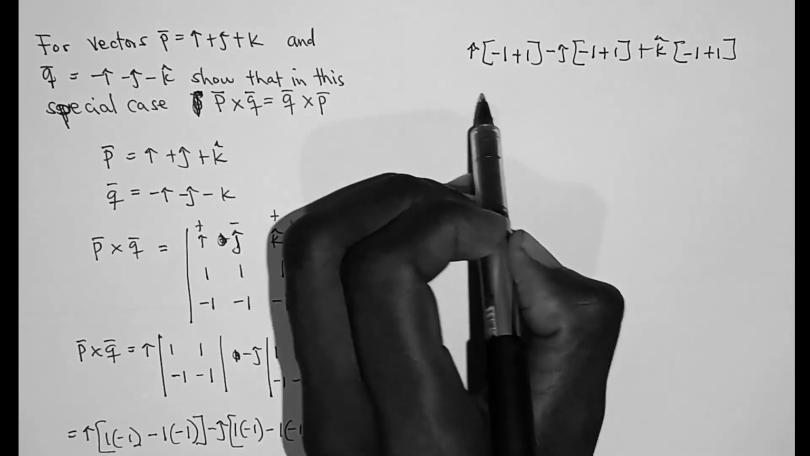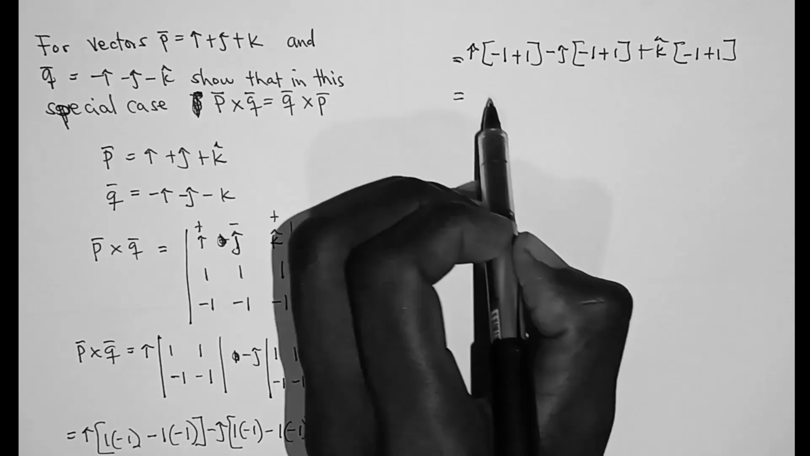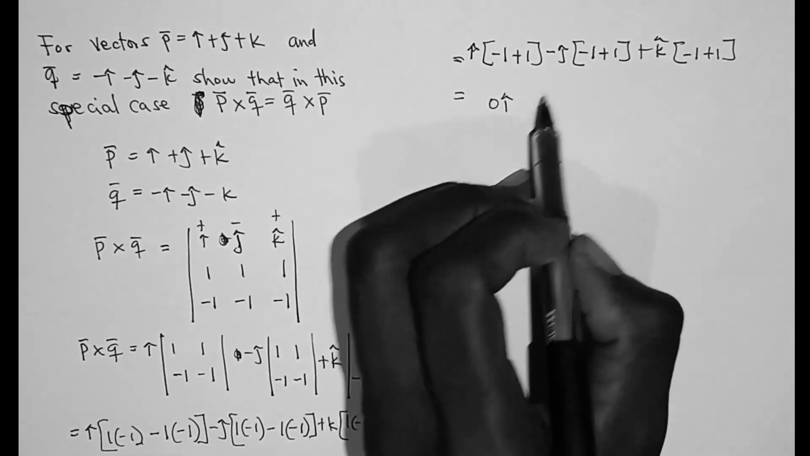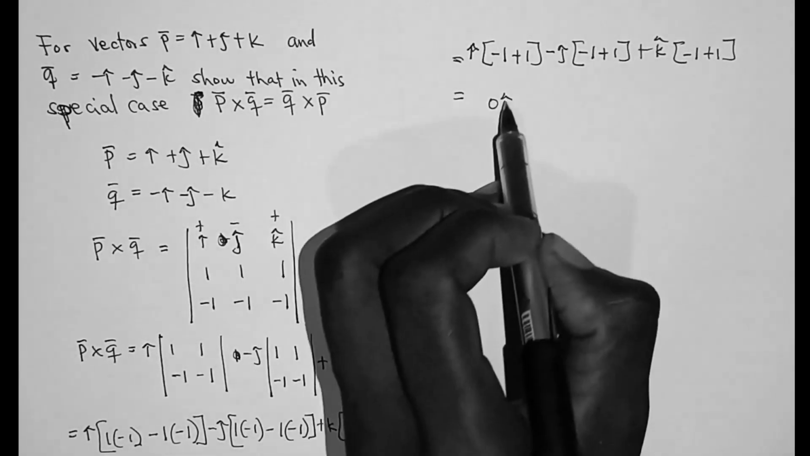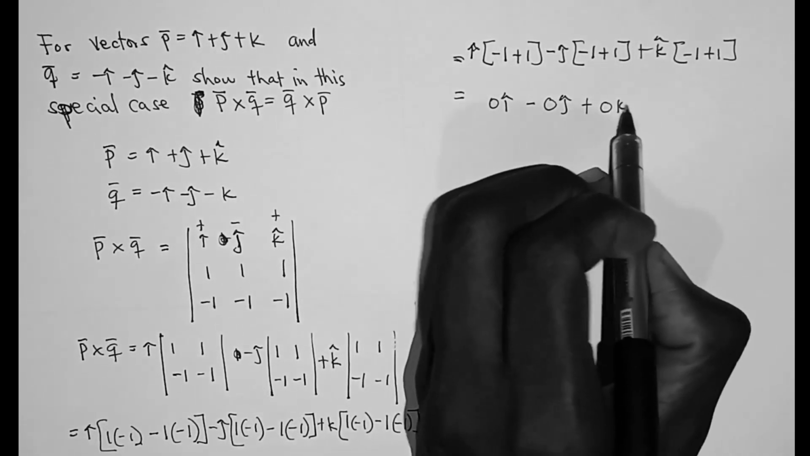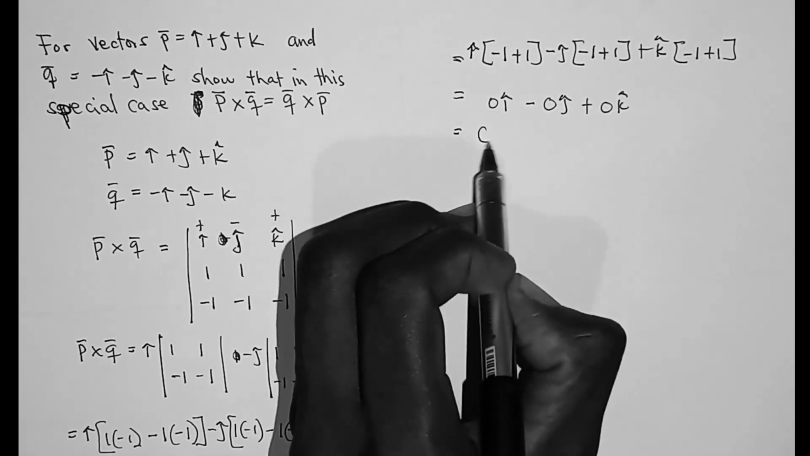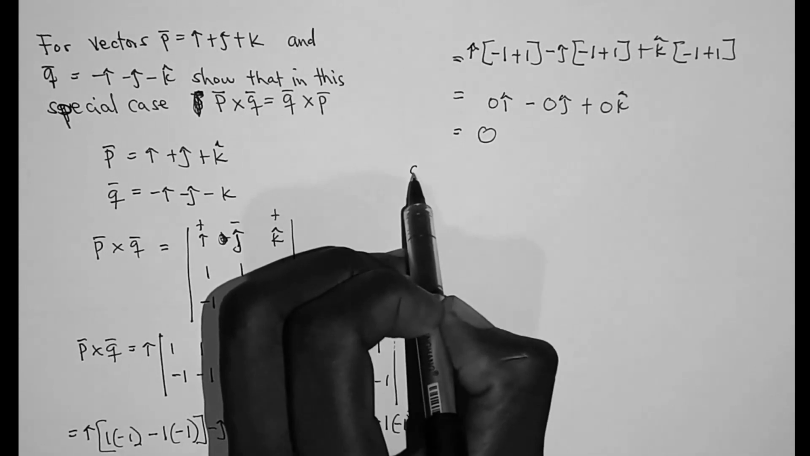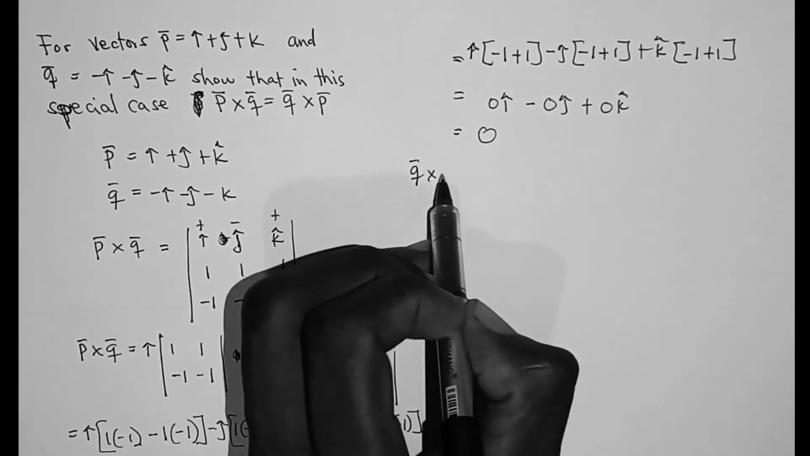So this is equal to 0i, because minus 1 plus 1 is 0. Minus 1 plus 1, so it becomes 0i minus 0j plus 0k. So all of this is equal to 0. That is p cross q. Now let's find vector q cross vector p.